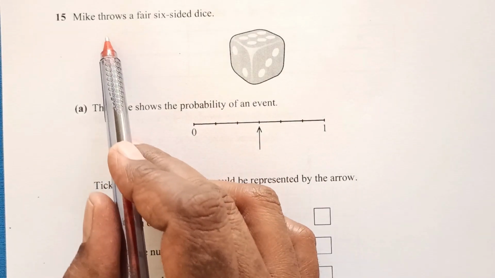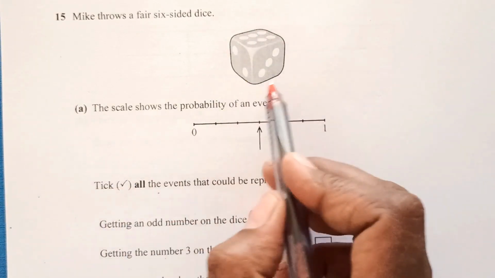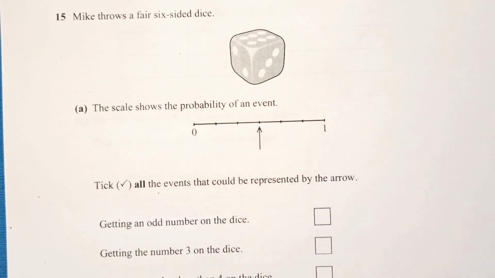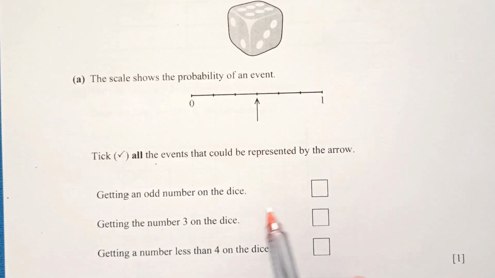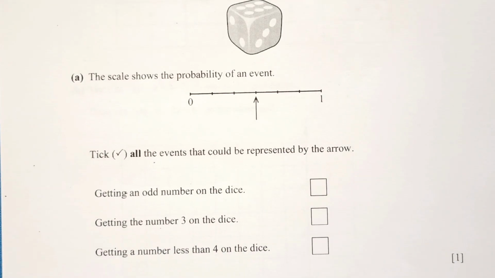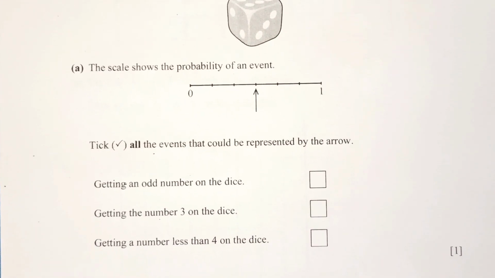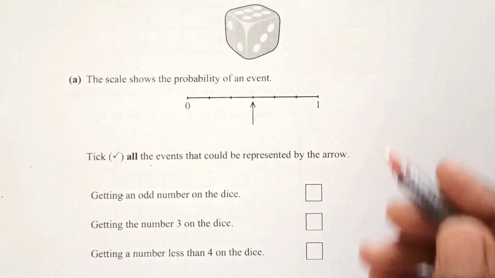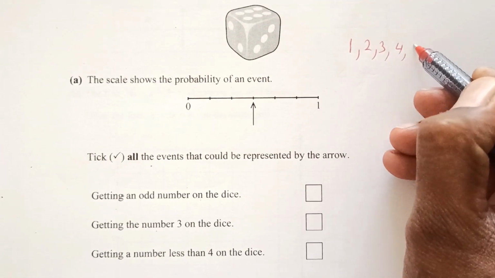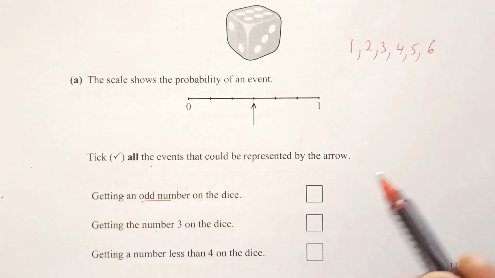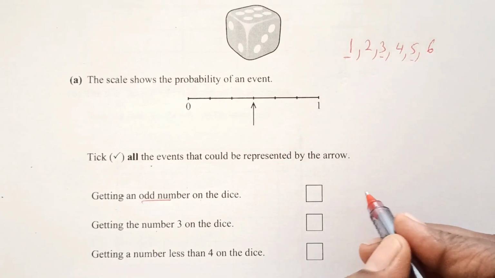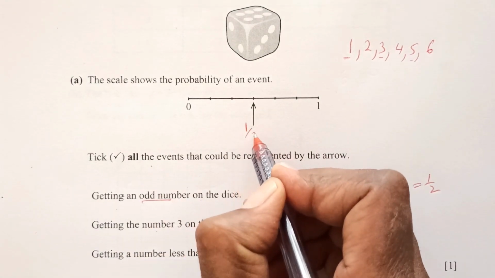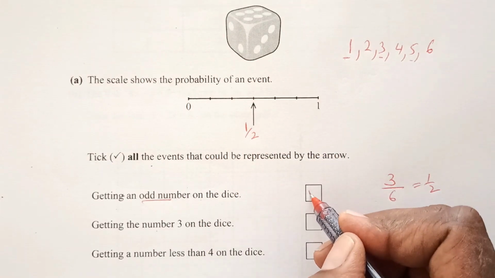Question 15. Mike throws a fair six-sided dice. Part A. This is the dice shown to you. The scale shows the probability of an event. So this is the probability of a certain event. Tick all the events that could be represented by the arrow. So we need to check which one will be suitable out of these given options. The first one is getting an odd number on the dice. On the dice, what are the outcomes? You may get 1, 2, 3, 4, 5 or 6. How many odd numbers are there? 1, 3 and 5. So the probability is 3/6, which is 1/2. We can see this arrow represents 1/2 because it is in the middle.